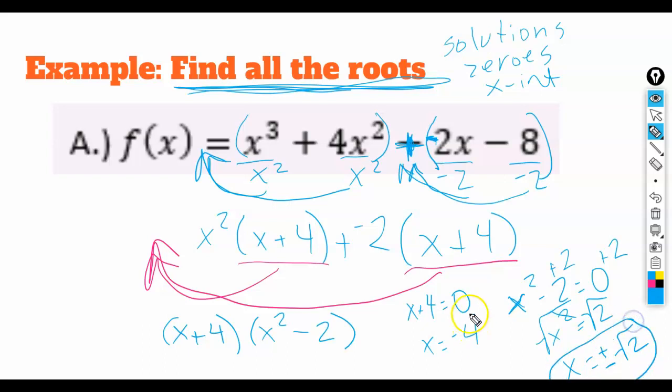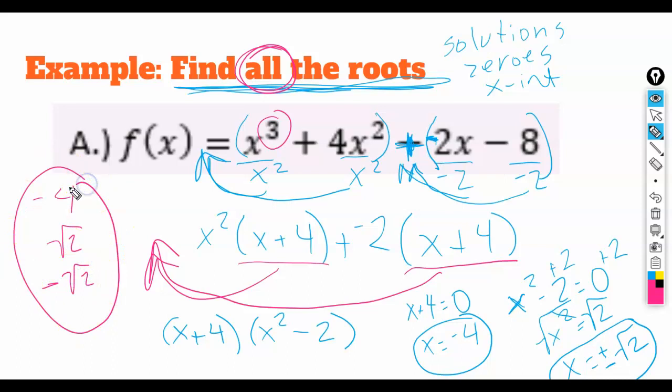That's how I'm going to get all 3 of those roots. Remember our fundamental theorem of algebra. Whatever the degree is tells me how many roots that polynomial should have. So this was a cubic. It has a degree of 3, which means if I'm going to find all of the roots, I have to find all 3 of the roots. So for this polynomial, the 3 roots are -4, square root of 2, and negative square root of 2.